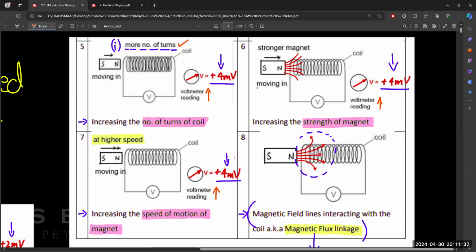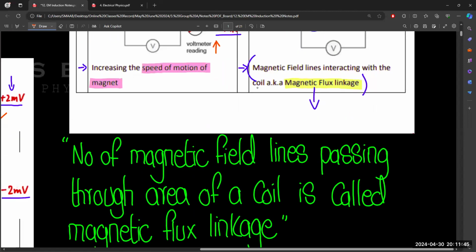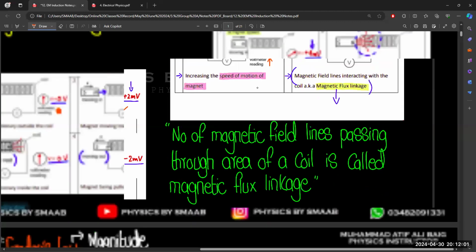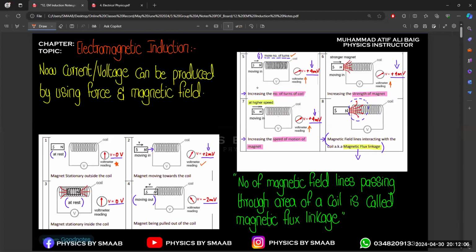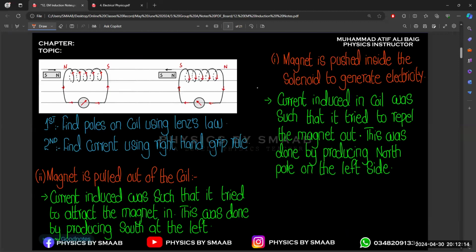What actually happens is magnetic field lines interact with the coil. In short, we can say magnetic flux linkage. Magnetic flux linkage means the number of magnetic field lines passing through the area of a coil. Flux means the number of lines of magnetic field passing; linkage means that it is linked with the coil. So when there is a change in the number of magnetic field lines through a coil, an EMF is induced, and this concept is called electromagnetic induction. Today we are going to discuss this phenomenon and all the questions related to it.